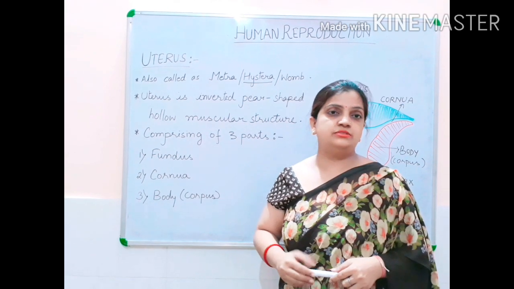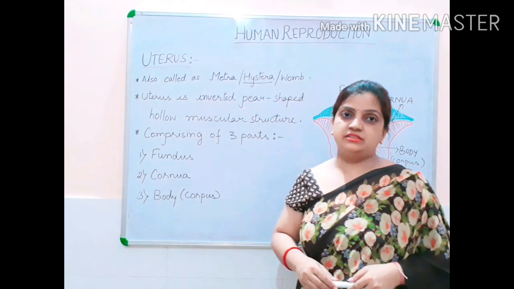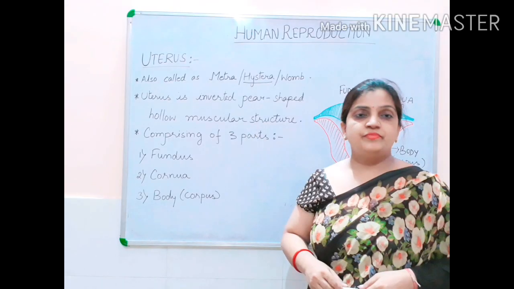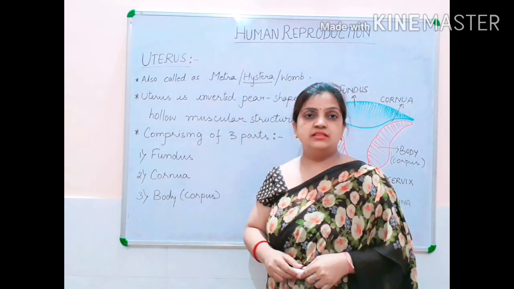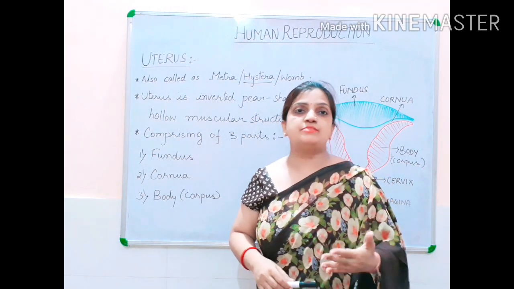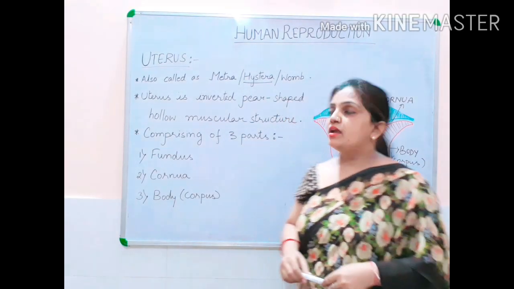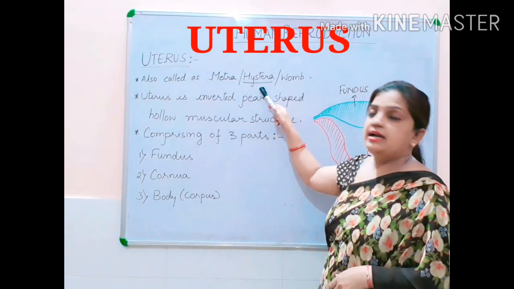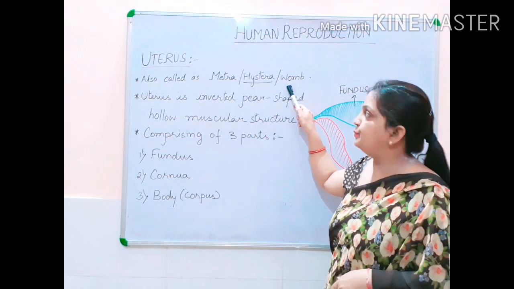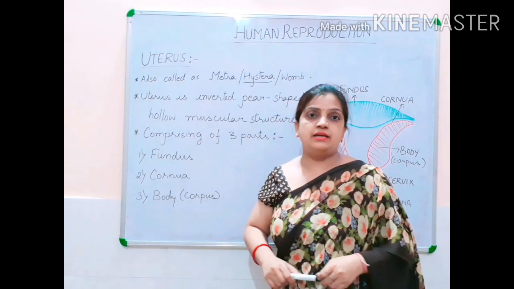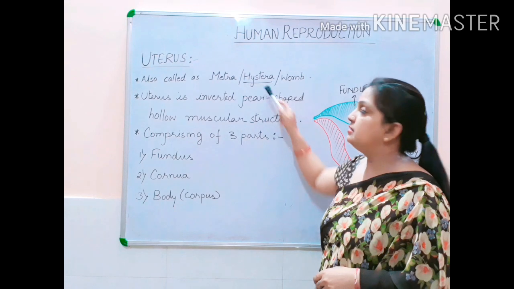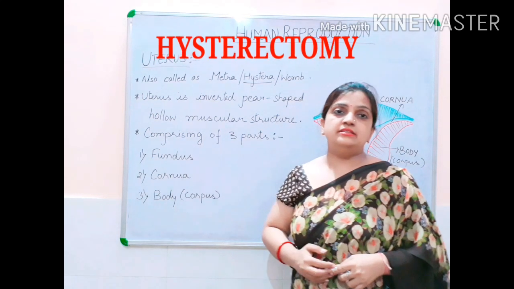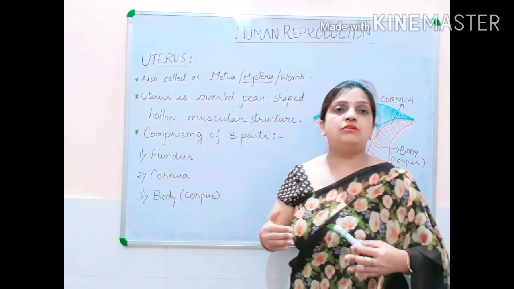Now, the third important topic from the female reproductive system is the uterus. Children, first we move to the theoretical part and then we will move to the diagram, the best part of biology to understand. This uterus is also called metra, hystera, and it is also known as mother's womb. Once in the competitive exams, a term related to hystera has been asked: what do you mean by hysterectomy? Children, hysterectomy means removal of the uterus.